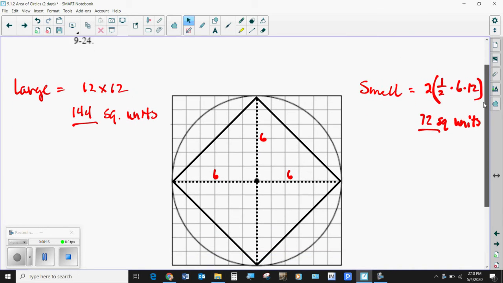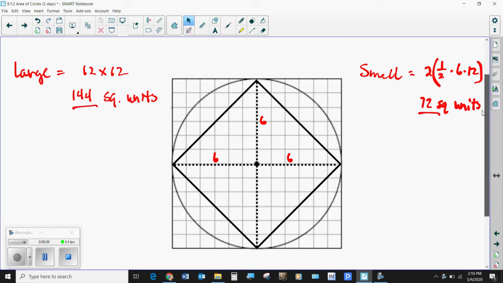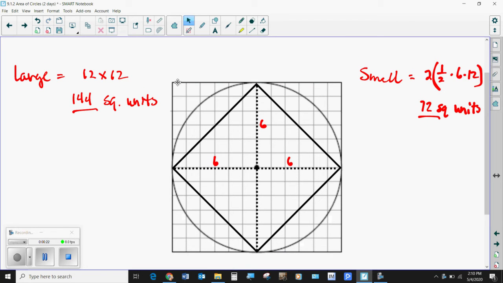So remember the inside-outside average method for finding the area of a circle: you create a large square on the outside of it, find the area of that large square, then create a smaller square that fits on the inside of that circle, find the area of that smaller square, and then the area of the circle has to be somewhere in between, close to the average.